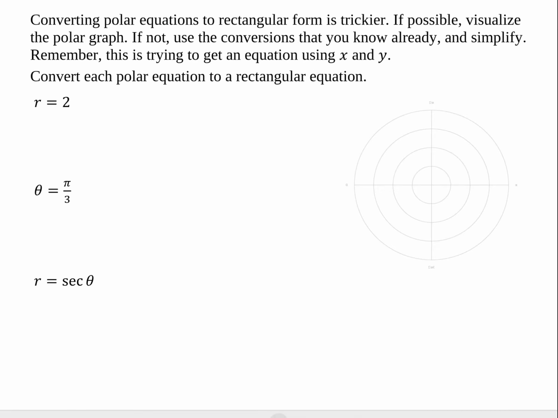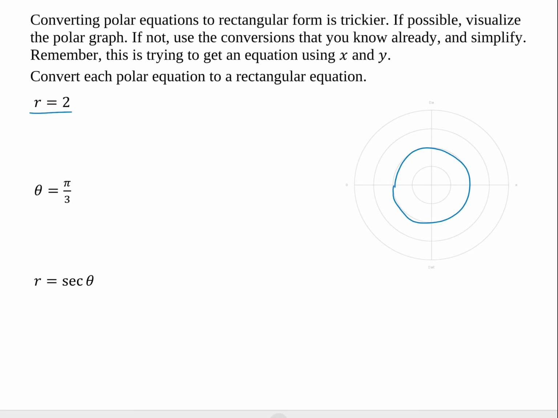Okay, so now converting polar equations to rectangular form instead of rectangular to polar, it's a little bit trickier. We just have to use a little bit of intuition sometimes. If possible, try to visualize what the graph would look like. So in this one, I have r equals 2. That just means the radius is 2 always. So if the radius is 2 always, then I have this graph. What is that graph? That's a really crappy circle, but it is a circle.